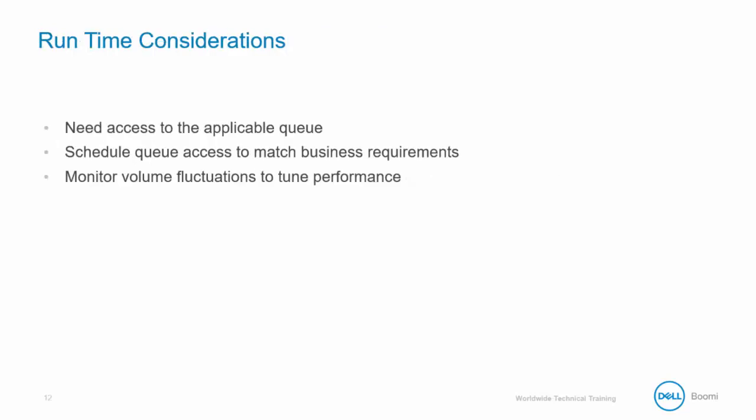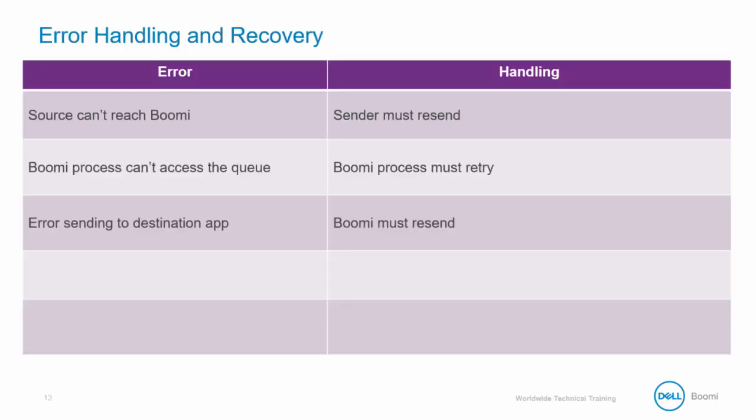Here are a few runtime considerations. Of course, the runtime will need access to the queue. Schedule queue access to match your business requirements. Monitor volume fluctuations to tune performance. Or, as the last slide mentioned, possibly implement parallel processing. There are similar errors here as to the accumulate then process pattern errors. If the source isn't available in the contributing queue process, then Boomi needs to query again. If that process cannot reach the queue, then it needs to try again. If the retrieving process cannot send to the end system, then push back into the queue if necessary and try again.